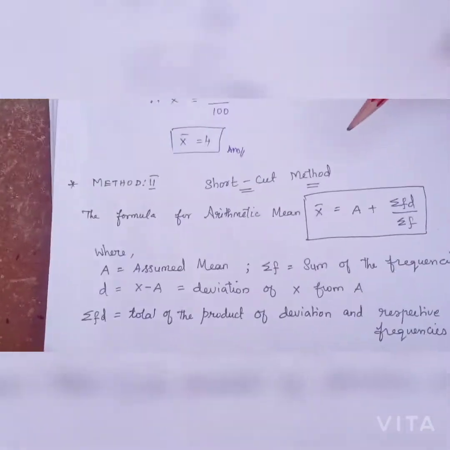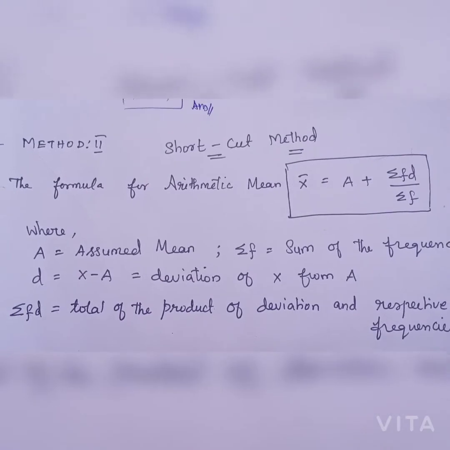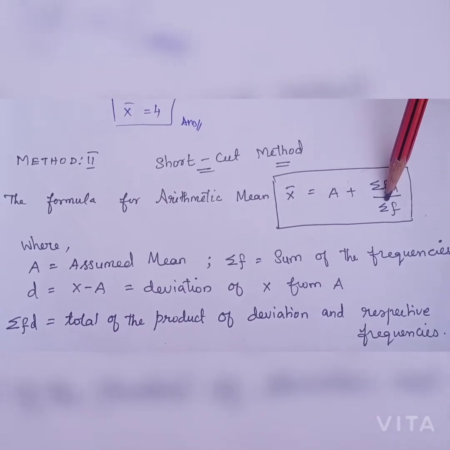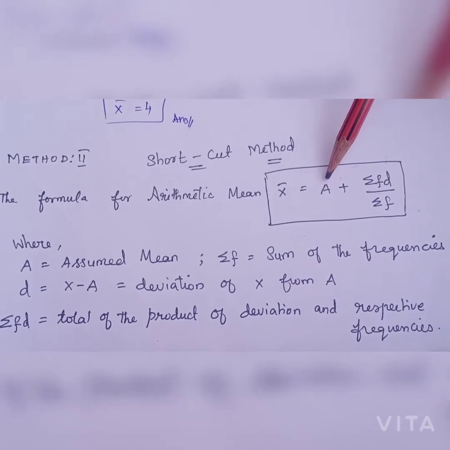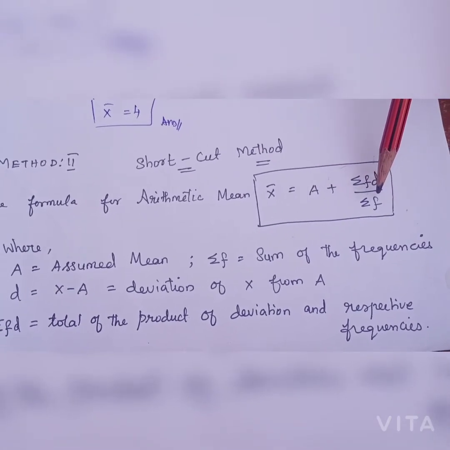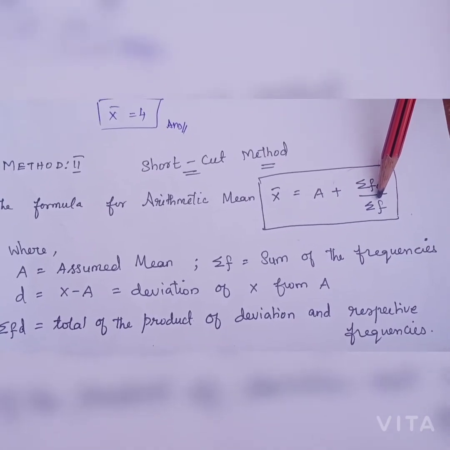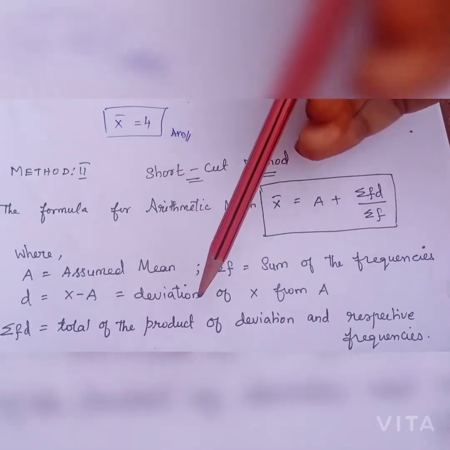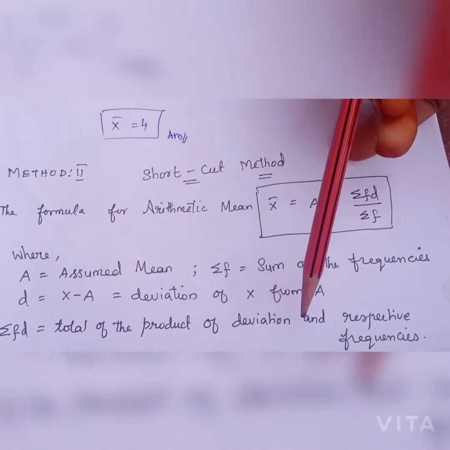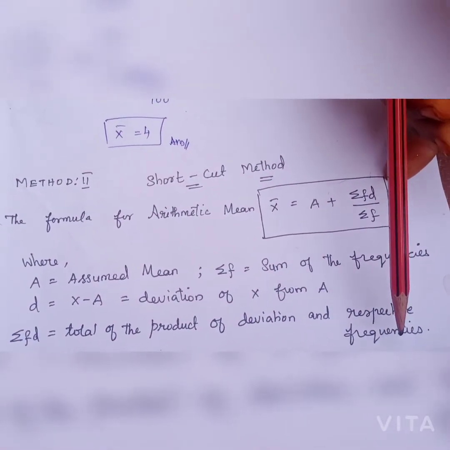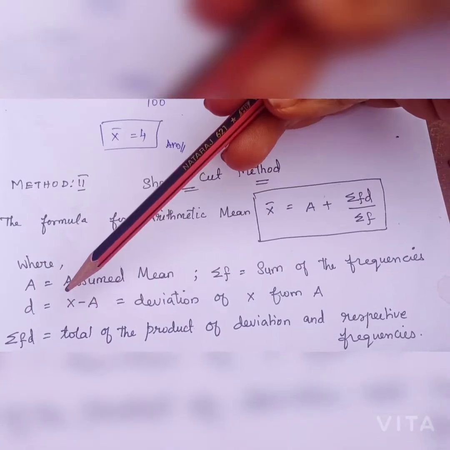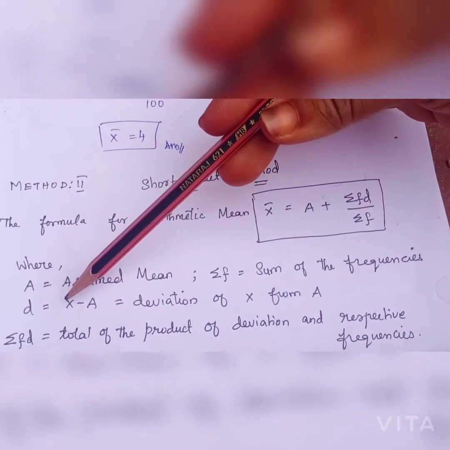Next method, shortcut method. The formula for arithmetic mean x bar is A plus summation of fd divided by summation of f. As usual, capital A is the assumed mean and summation of f is the sum of the frequencies. Summation of fd means the total of the product of deviation and respective frequency. Deviation means d equals x minus A, that is the deviation of x from A.